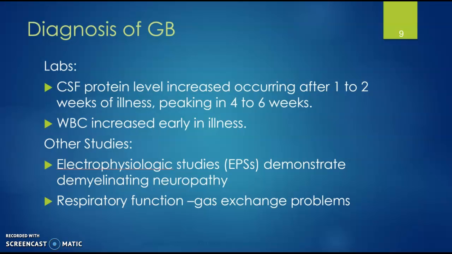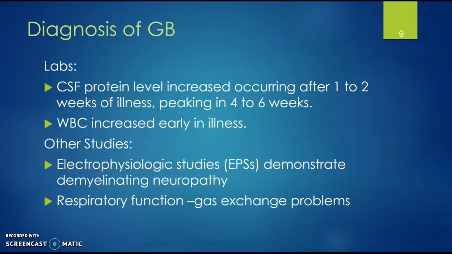How do we diagnose Guillain-Barre? You will look at cerebrospinal fluid protein levels, and those will be increased after 1 to 2 weeks of the illness, and will increase and peak at about 4 to 6 weeks. White blood cell count is usually increased early in the illness, and that's thought to go along with the previous infection, along with this inflammatory process that's going on.